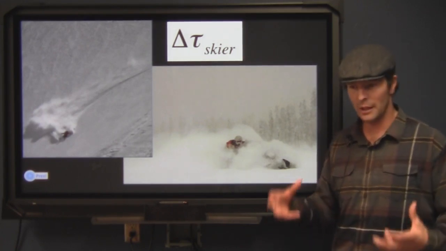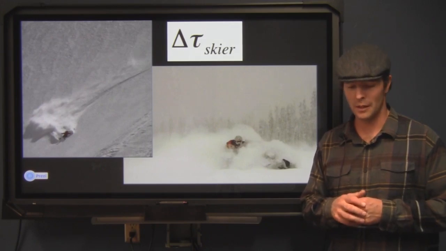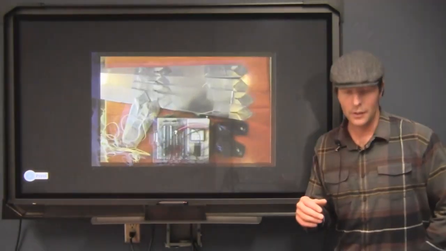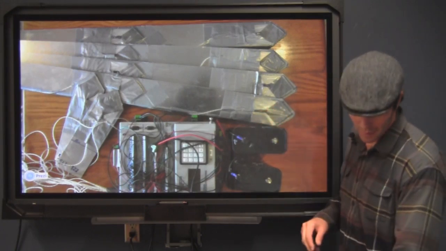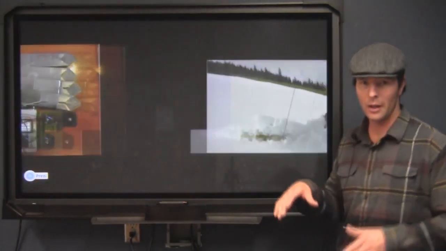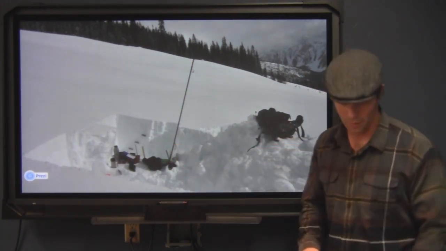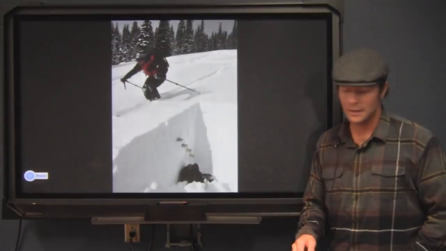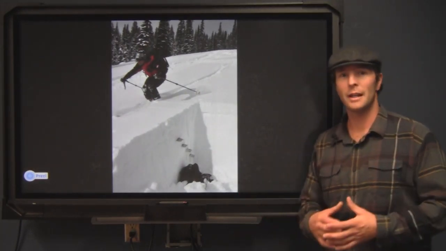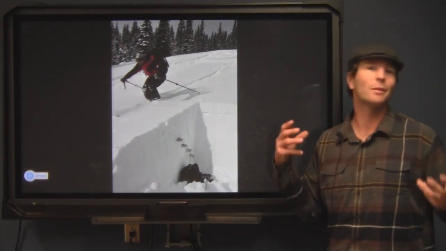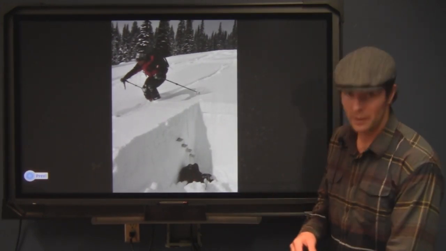This is really the guts of the work I've been doing at the university. We've been using sensors mounted onto these long aluminum sheets. We go out, dig snow profiles, insert the sensors into the snow cover, and then ski over top. We've been snowmobiling over top, falling on the sensors, and walking, any way that humans impact the snow cover. But in this talk, we're mostly focusing on skiers.